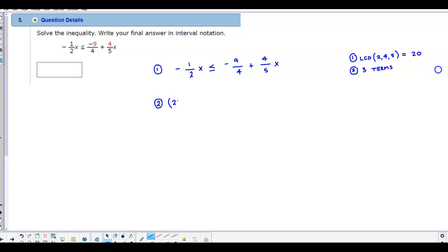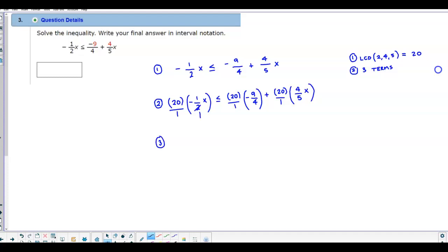So we have 20. We're going to multiply that by negative 1/2 x, less than or equal to 20 times negative 9/4, plus 20 times 4/5 x. Now keep in mind that this 20 is all over 1, which is going to allow us to eliminate that denominator.